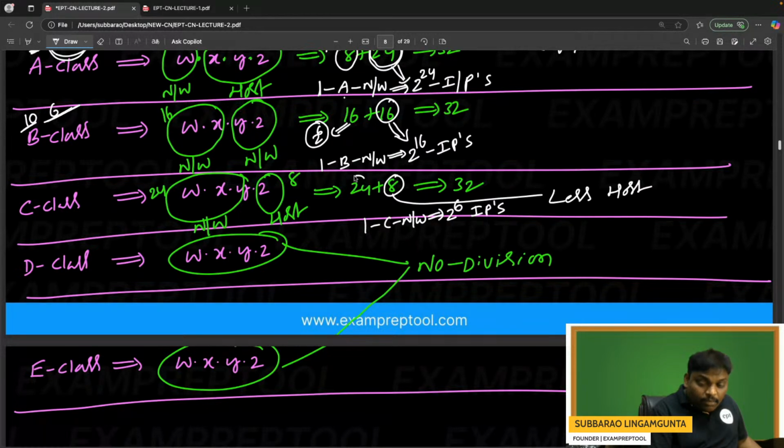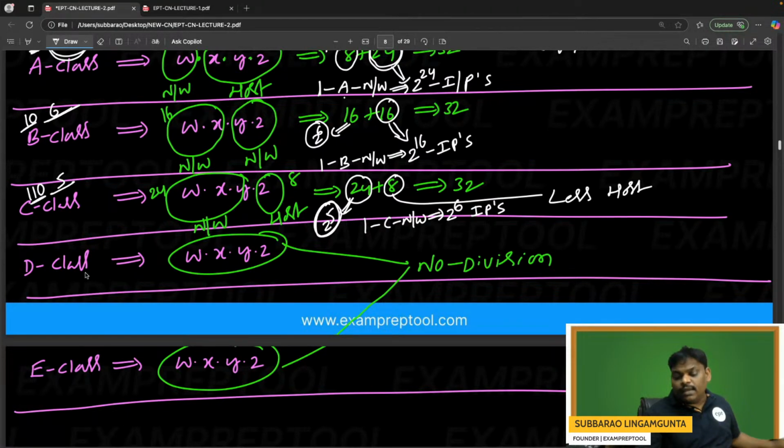But remember everyone, 24 bits are for the network. Out of them, 3 bits are already fixed. The remaining 5 bits, so 2 power 5 networks are possible in class C. Remember, in class D and class E, there is no division.